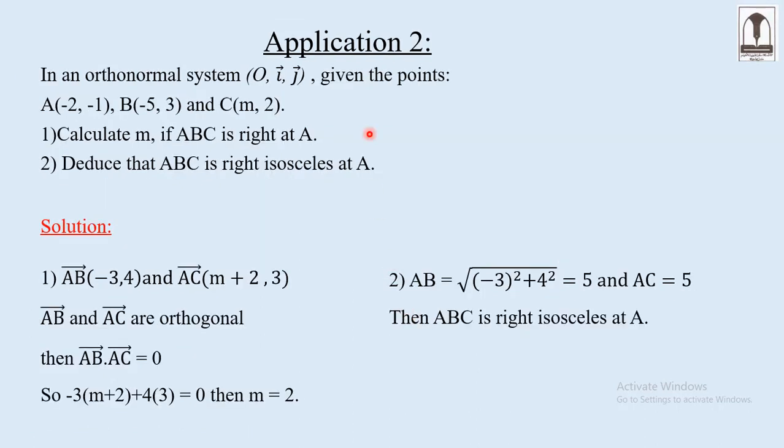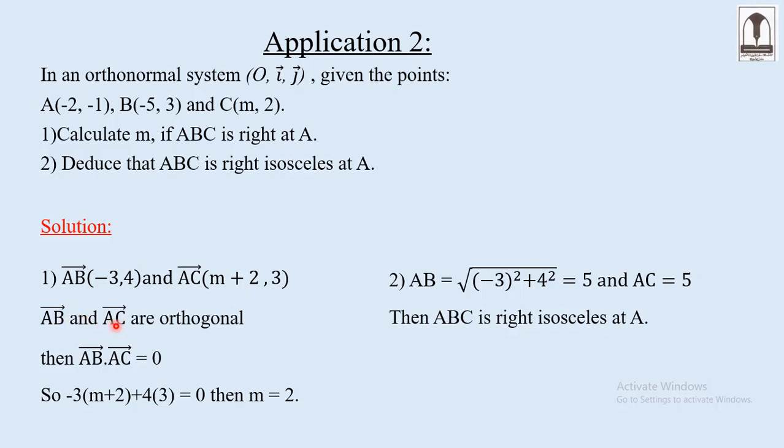A second application. In an orthonormal system OIJ, given the points A, B, and C, and the abscissa of C is equal to M. 1. Calculate M if ABC is right at A. So, as we did in the first application, if ABC is right at A, then AB scalar AC should be equal to 0. First, you find the components of the vectors AB and AC, and the abscissa of AC is found in terms of M.